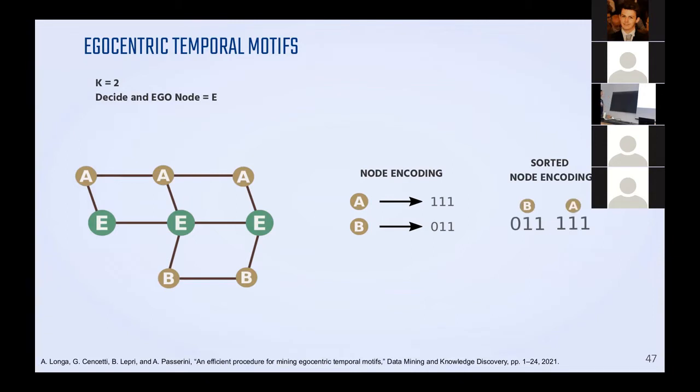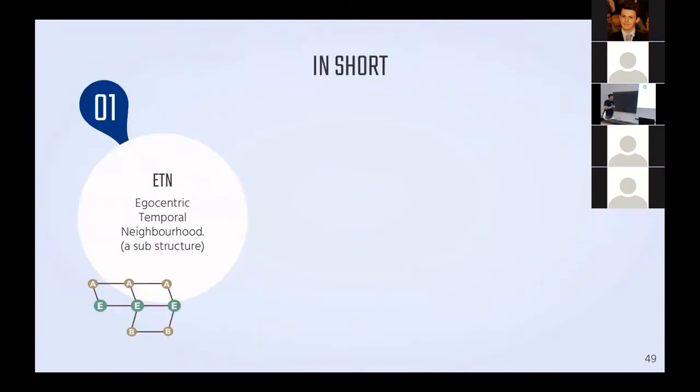What we do is sort the node encoding and concatenate it. So at the end of the day, we have a string that represents the structure. We have a method that allows you to convert this structure into a string, and we can do the vice versa to get back to the original structure. Of course, we do not have the ego information, because we know the ego is always connected for all the k times.